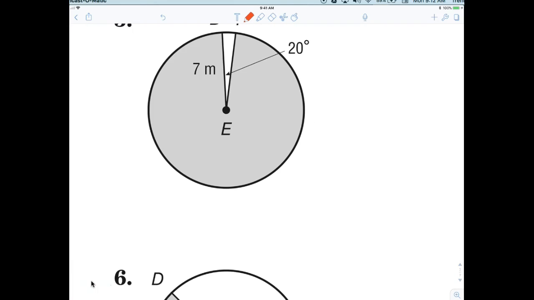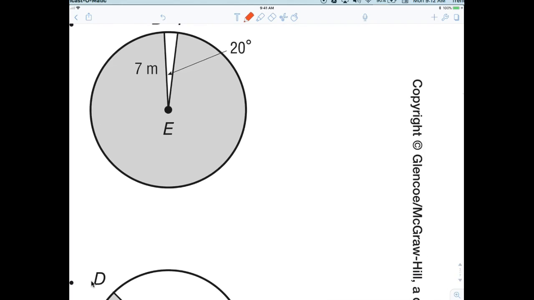So if that's 20 degrees, we're looking for 340. Now, to me, 340 would be okay, but 20 out of 360 would be easier, because that would be 1/18th, right? Everybody with me on that? So that represents 1/18th, and you need 17/18. So you need 17/18 times 7 squared pi.